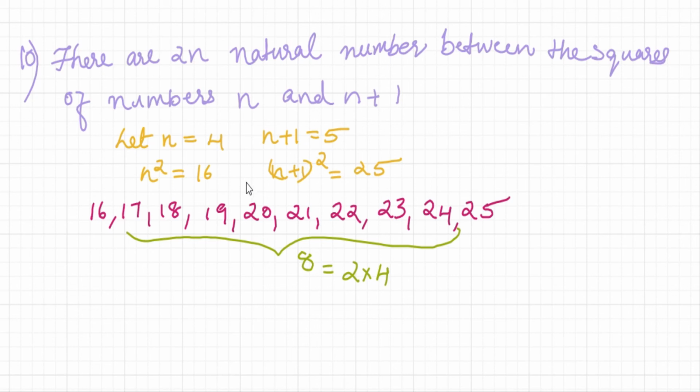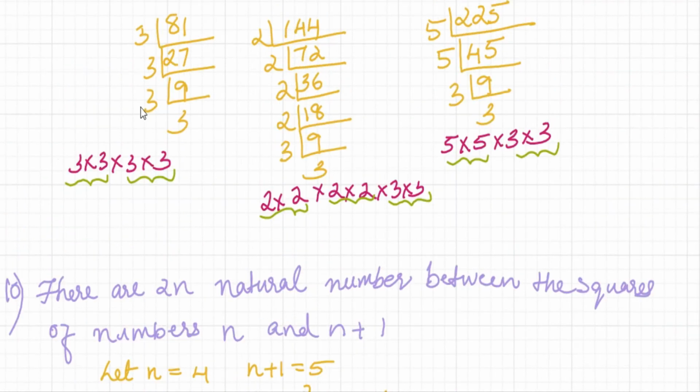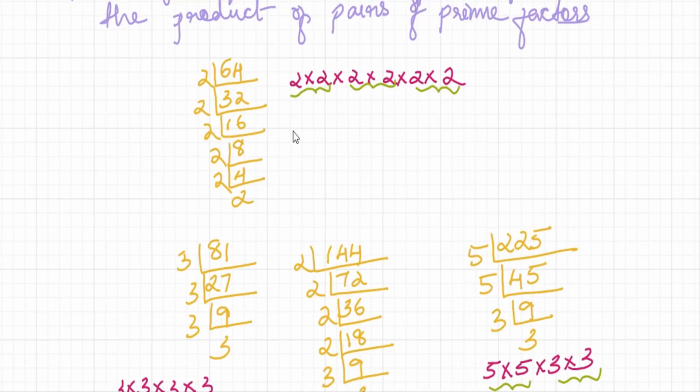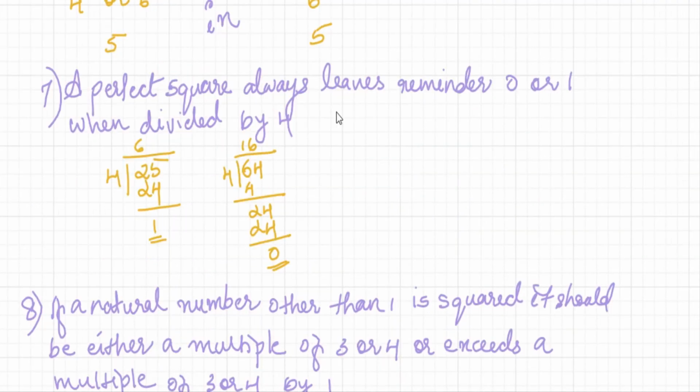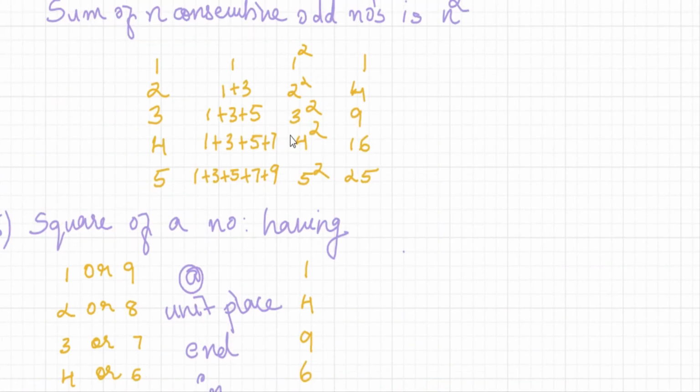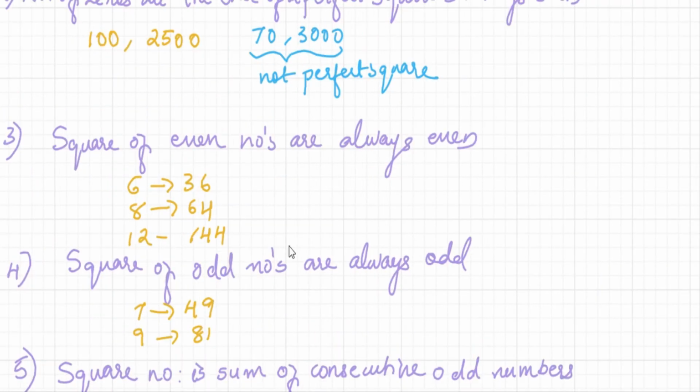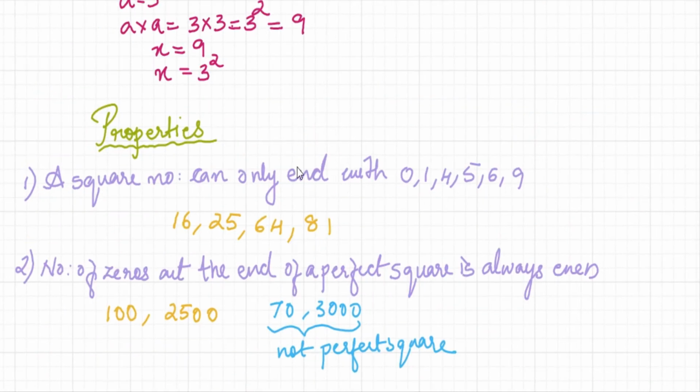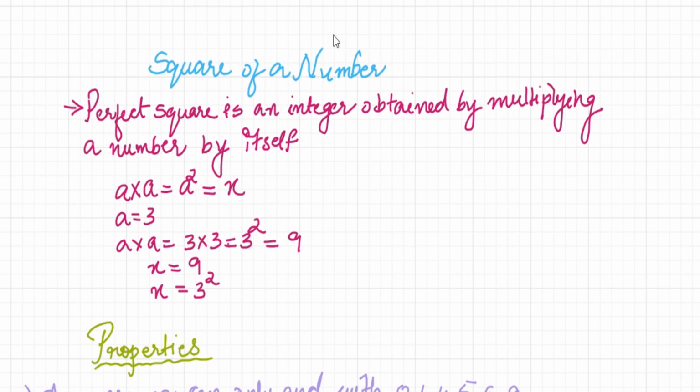So these are the important properties of squares of a number. Clear? So these are the 10 important properties of the square of a number. So see here, we have discussed the basics of the square of a number. Okay, thank you.